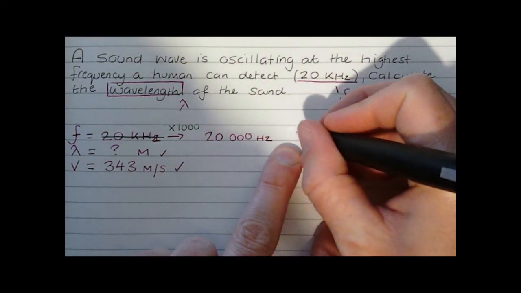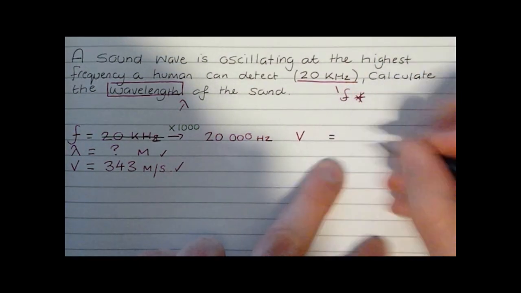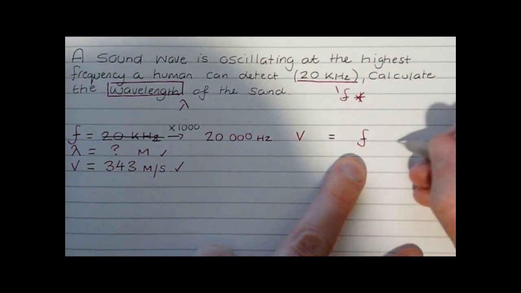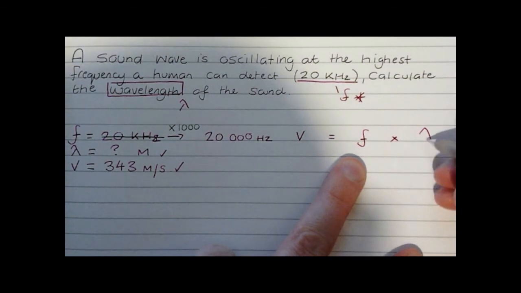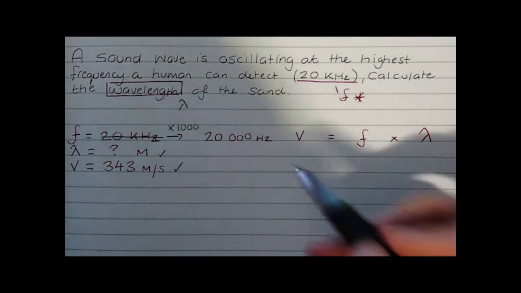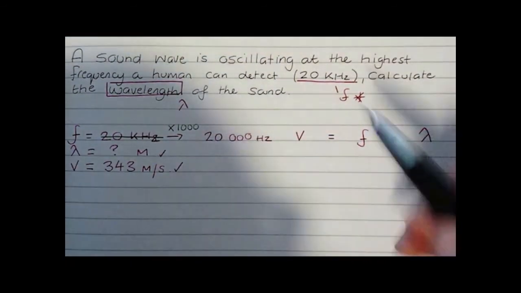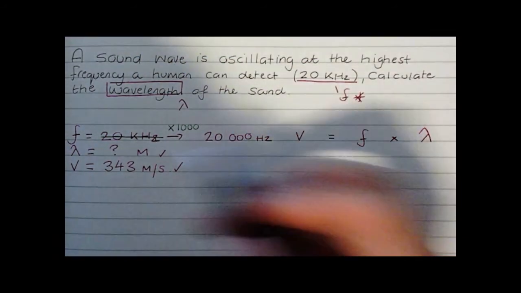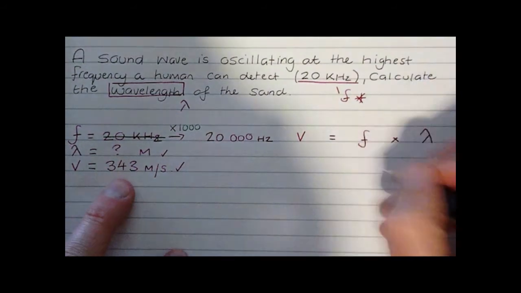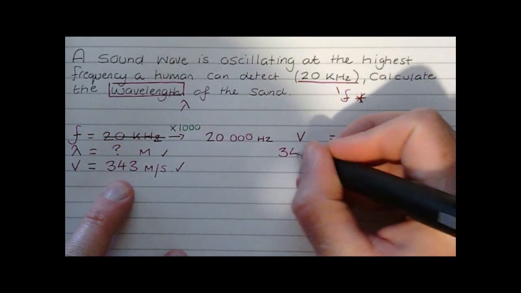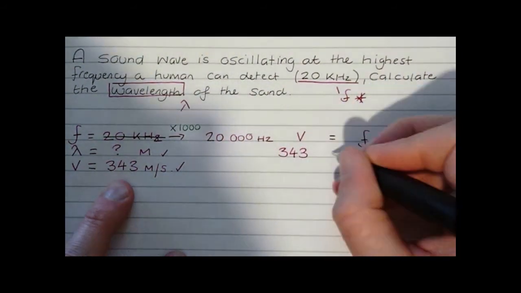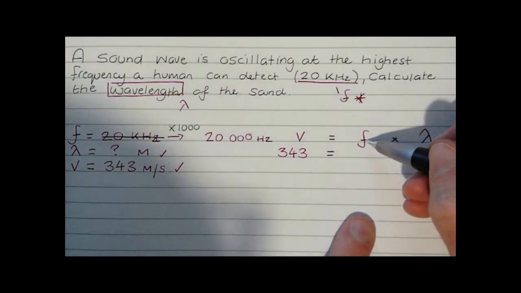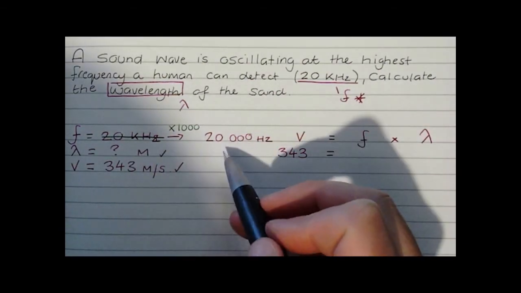So V equals frequency times wavelength. Now we're going to substitute in. So it's exactly the same steps as we were doing previously. So V, do we know what V is? Yes, we do. It's 343. So 343 equals frequency, F. Yep, we know that is 20,000.